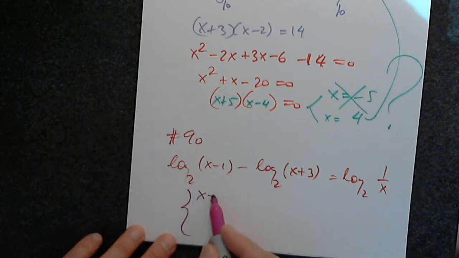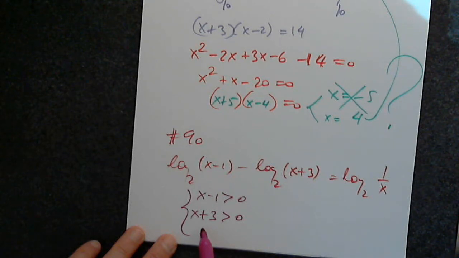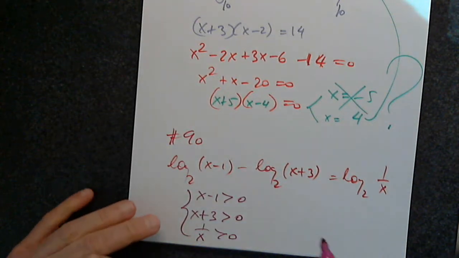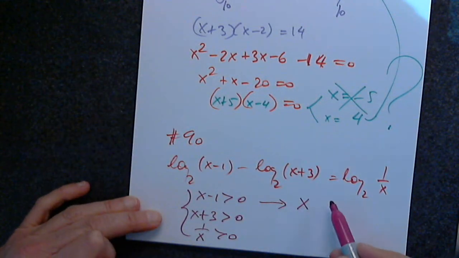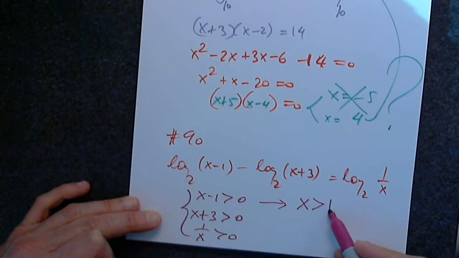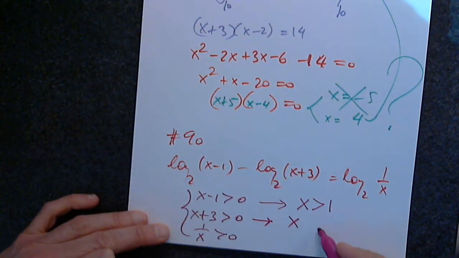X minus 1 is greater than 0. Excellent. For the second one? Excellent. And for the last one? Excellent. Great job. What does the first one say? X is greater than positive 1. What does the second one say? X is greater than negative 3.